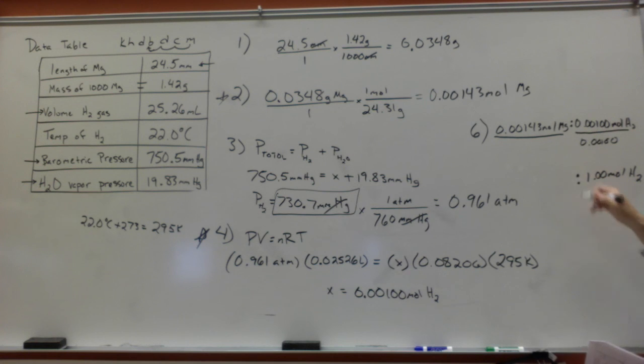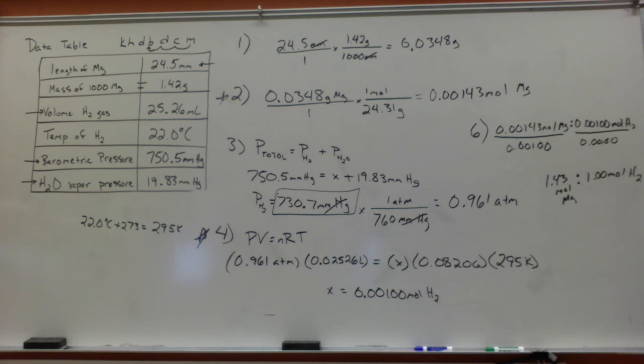But what you do to one side, you must do to the other. So we're going to divide 0.00143 by 0.00100. When you do that, for me, I end up with 1.43 moles of magnesium. Now I've got a ratio that's in whole numbers, 1.43 moles to every 1.00 moles. Now I can compare that to what my ratio should have been in number 5 from your balanced chemical equation.